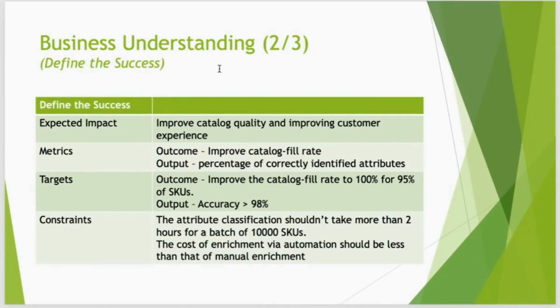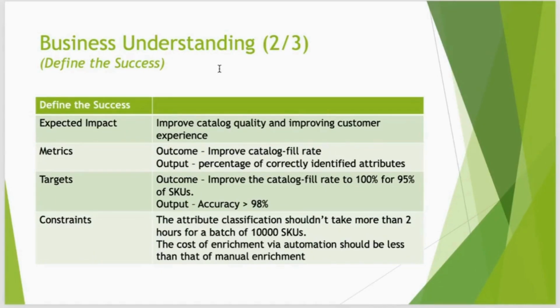Moving to next, the definition of success. So, what is the expected impact we are expecting here? We are expecting to improve the catalog quality, which is defined as the scorecard. The scorecard should be better. Second, we are trying to improve the customer experience by providing additional attributes which are currently missing. Metrics. So the outcome metric here is the catalog fill rate. The output metric is the percentage of correctly identified attributes.